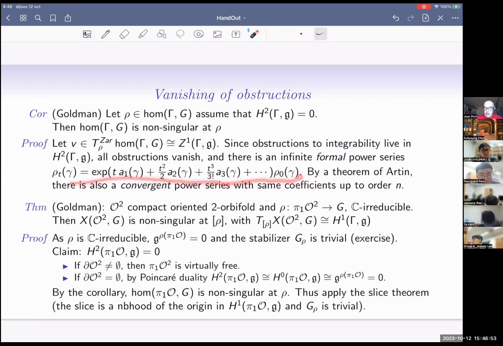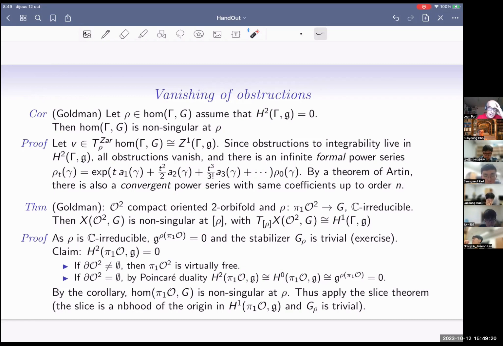But then there is a very nice theorem of Artin, a very important theorem of Artin. It's from the 60s, I guess, that there is also a convergent power series. So every tangent vector can be integrated by the vanishing of the obstructions and this theorem of Artin, which is an algebraic theorem. In fact, it's a theorem in analytic geometry.